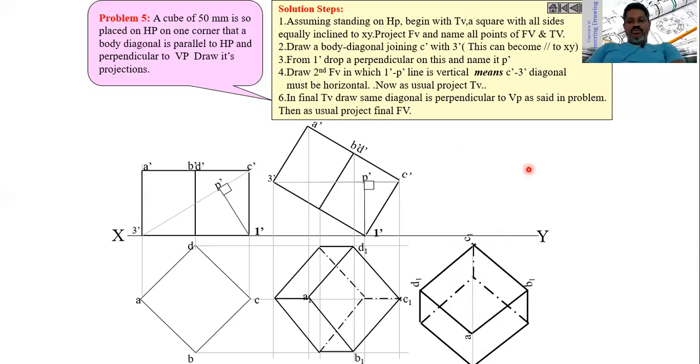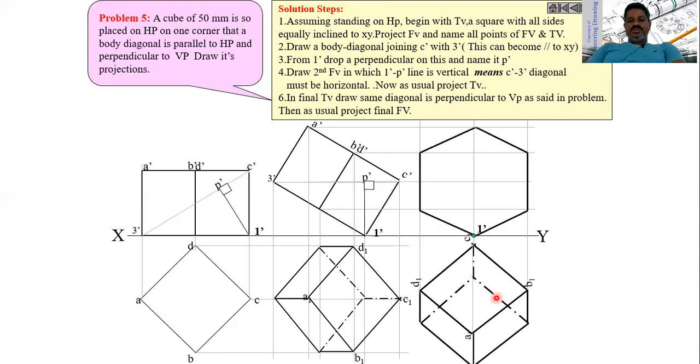Then project all these points upward to get the front view when the diagonal of the cube is perpendicular to VP. So project all the points from the second step, then project all the points from the top view of the second case, get all those points, then join all the points to get the front view of the cube when the diagonal is perpendicular to VP like this.